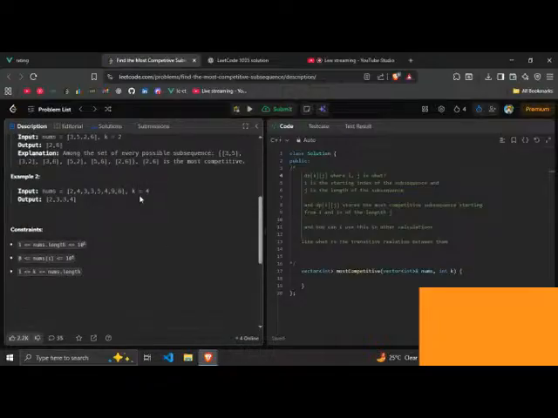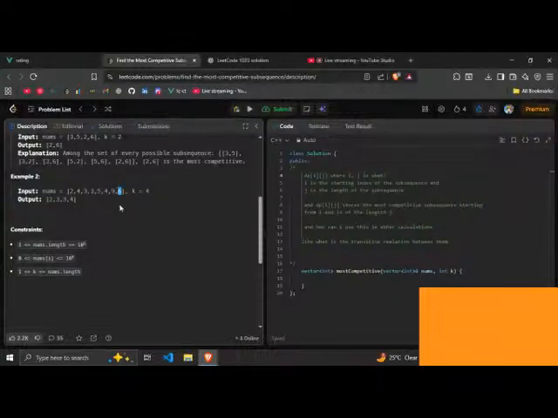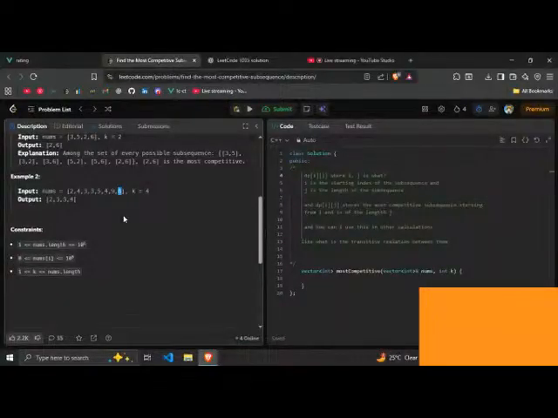Immediately, by seeing this example, what I thought was: just take the first minimum element, then by taking the first minimum element, take the next minimum element from that. But in that there is a problem. What if the first minimum element is at the last index and k is 4? It would not be possible to make a subsequence of size 4, right? That is the issue. So I was thinking greedy, but how do I do that?